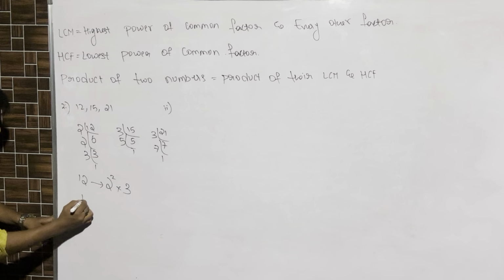3 into 5. Next, 21. 3 into 7. Let us find the LCM here. What is LCM? Read the statement. LCM: highest power of first, we have to take the common factor.